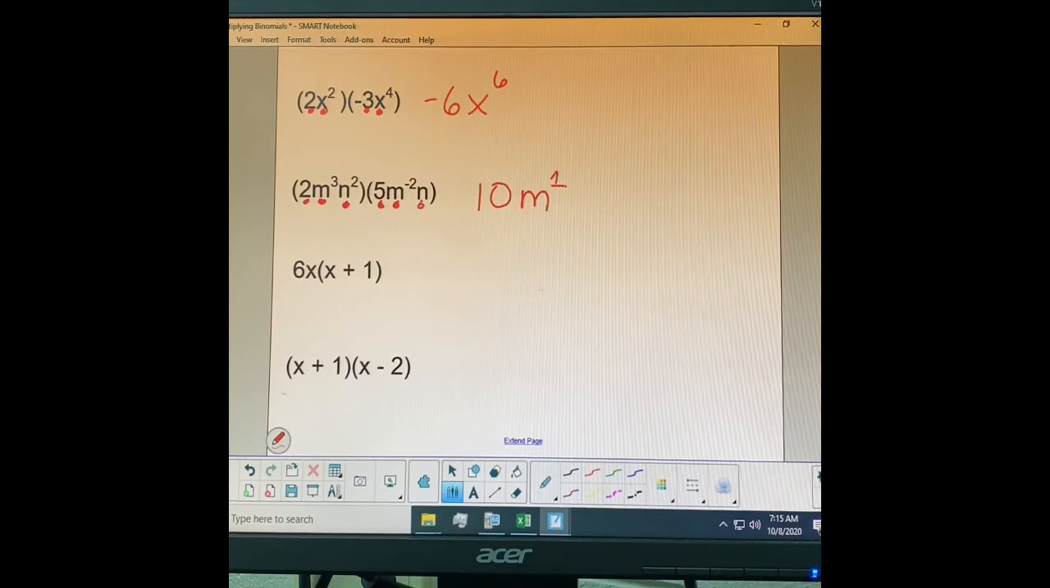Here we multiply 2 by 5 and get 10. Add 3 and negative 2 to get 1. Add 2 to 1 and get 3. And just drop the 1 on that exponent because you don't need it, 10mn cubed.